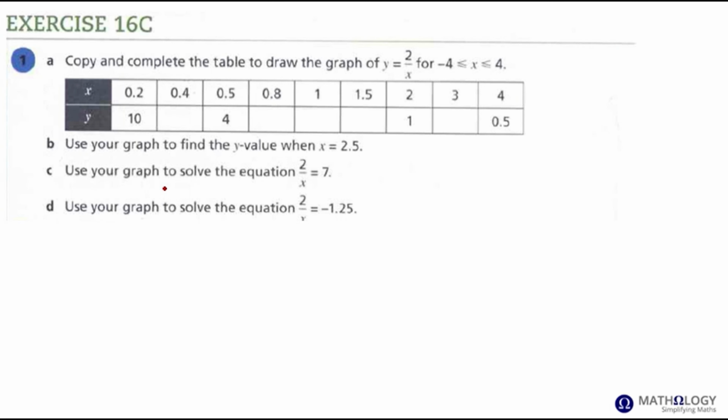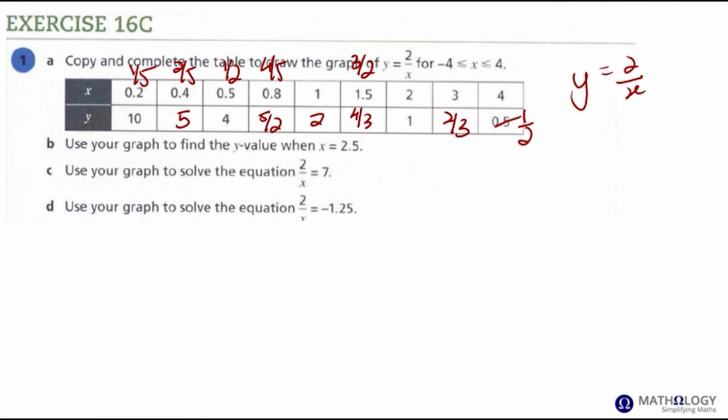Exercise 16c. Copy and complete the table below to draw the graph of y equals 2 over x, for x a value between minus 4 and 4. Okay, so we start off at 0.2. These are the values that have been selected for x: 0.2, 0.4, 0.5, 0.8, etc. To find the corresponding y value, we're just going to substitute each x value into y equals 2 over x. You can use your calculator for this and write down the corresponding y values.